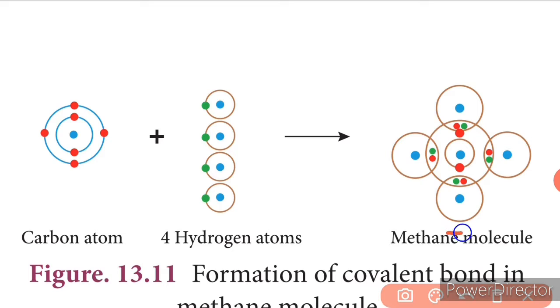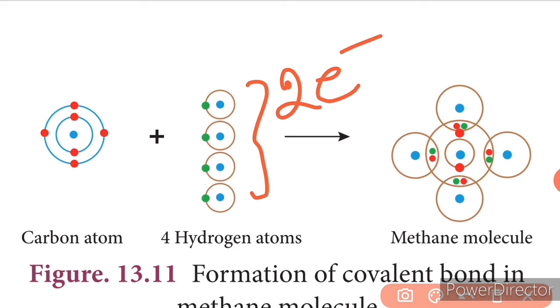Now similarly, if you see hydrogen, it has 1 electron in its outermost shell and 1 electron is contributed by the carbon atom. So totally it has 2 electrons in its outermost shell. That is, each hydrogen atom has 2 electrons and attains the stable electronic configuration.